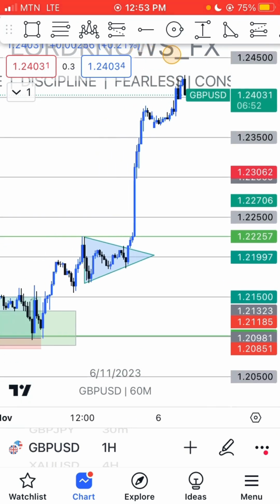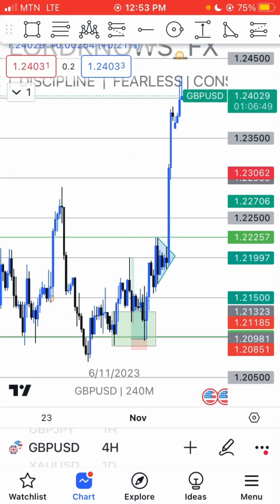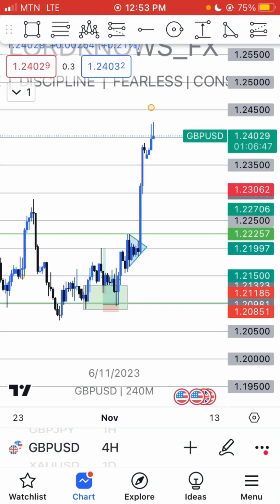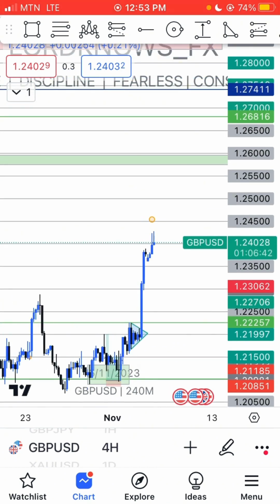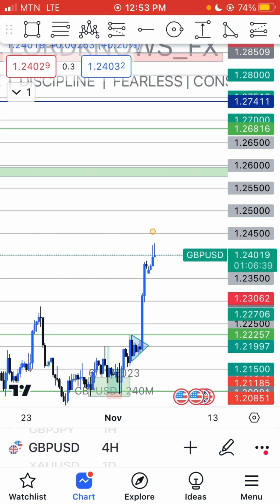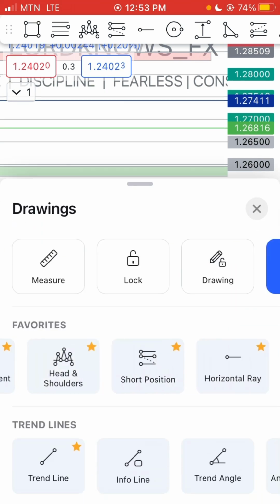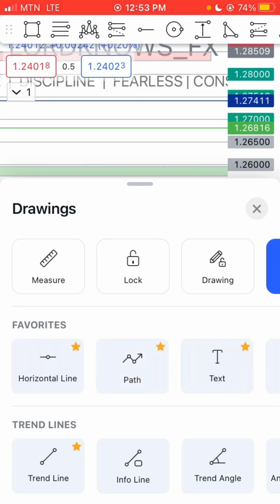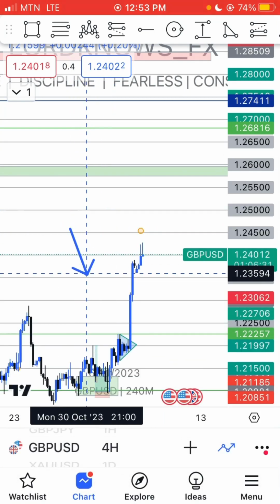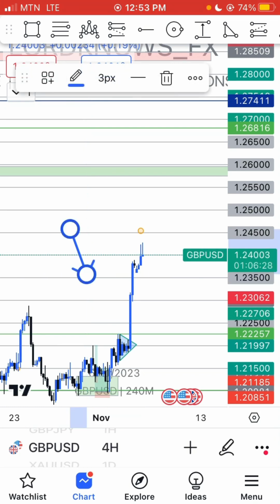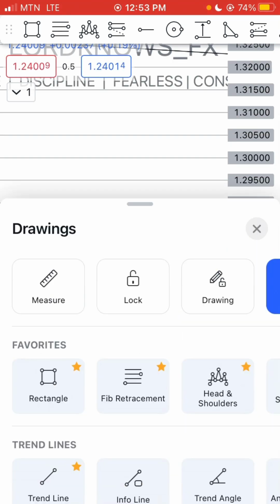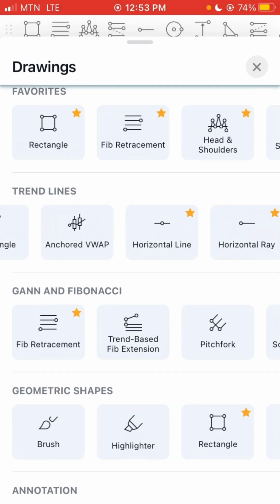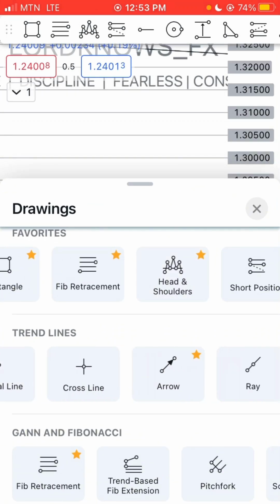So this is what I'm seeing. Let me move to the 4-hour time frame. This one is GBP USD. With GBP USD, my bias is still bullish. Sorry. When I say bearish, it means the market would sell. When I say bullish, it means the market would buy. Bearish is a sell, bullish is a buy.